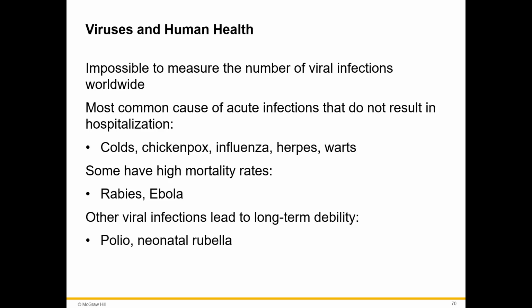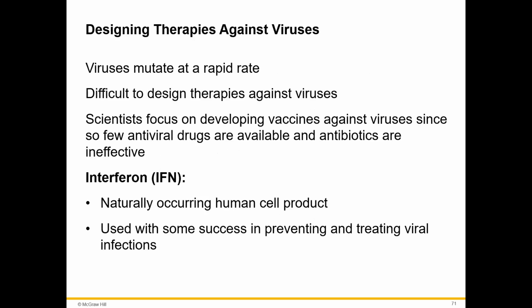Viruses in human health: it's impossible to measure the number of viral infections worldwide. The most common causes of acute infections that do not result in hospitalization include colds, chickenpox, influenza, herpes, and warts. Some have high mortality rates, like rabies and Ebola. Others lead to long-term disability, like polio and neonatal rubella. All of these different types of viral infections we will talk about in more detail toward the end of the semester.